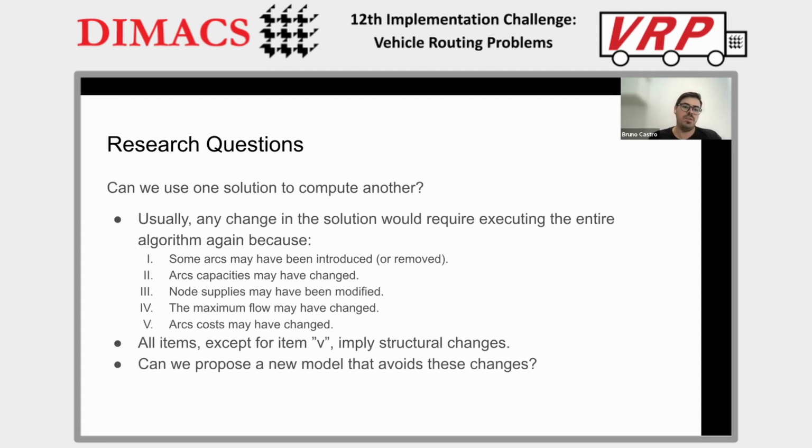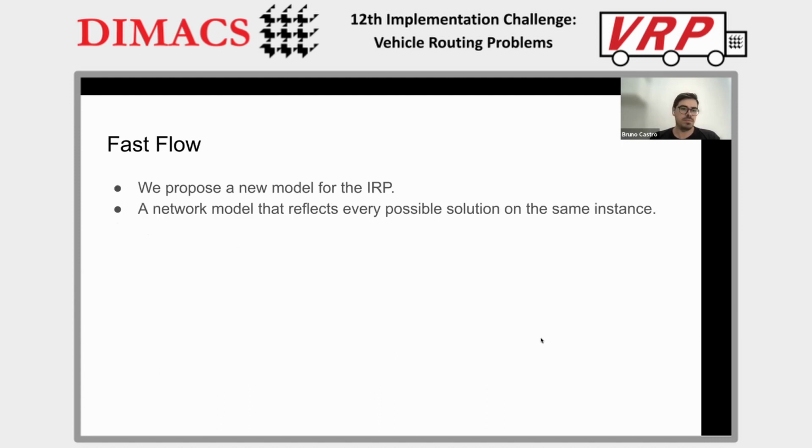Answering the question, can we use one solution to compute another? Well, usually any change in the solution would require executing the entire algorithm again, because some arcs may have been introduced or removed, arc capacities may have changed, node supplies may have been modified, the maximum flow may have changed, or the arc costs may have changed. But all items except item 5 imply structural changes on the graph. Can we propose a new model that avoids these changes?